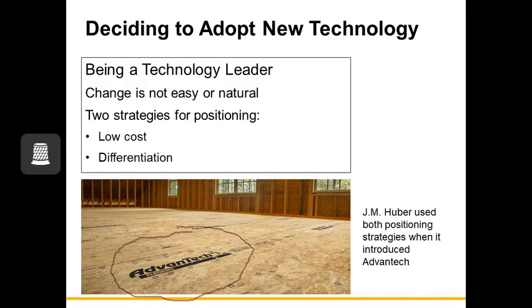Okay, and this is where Huber used its differentiation strategy. The big advantage to Advantech was that it could get wet without having any problems. If plywood got wet or OSB or other products that were used for subfloors, they often delaminated or fell apart, and you couldn't really put a good floor on top of them. Okay, so Huber came up with this product, Advantech, that was engineered in such a way that it could get wet and have no problems whatsoever.